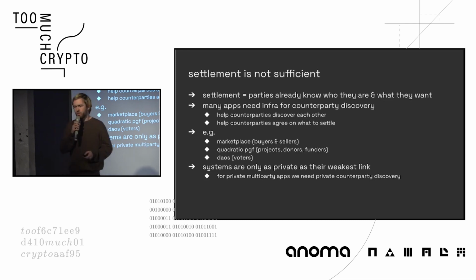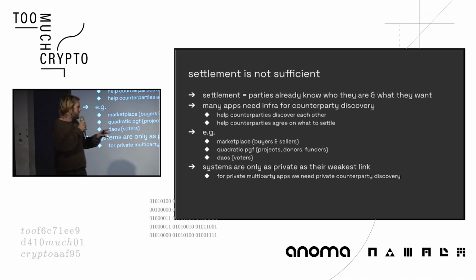Many applications, if you're using permissionless systems and interacting with people who you may not know particularly, you need to somehow discover them. Like you want to find your counterparties. This is true of basically everything other than transfers. So it's true of a marketplace where you have buyers and sellers. It's true of something like quadratic public goods funding, where you have projects, donors, and funders. It's true of DAOs where you have voters. And critically, all of these parties want to find each other programmatically.